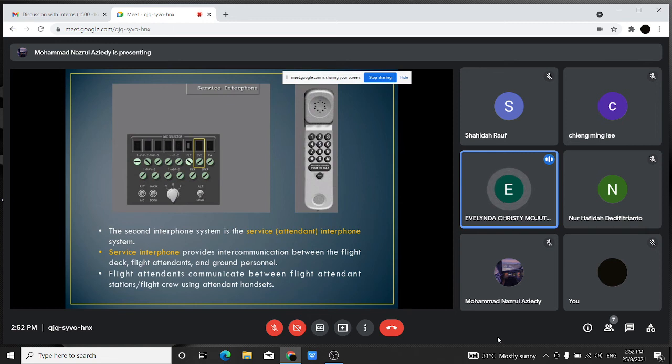The second interphone system is the service or attendant system. It provides intercommunication between the flight deck and ground personnel. The flight attendants communicate between flight attendant stations or with the flight crew using the attendant handset.